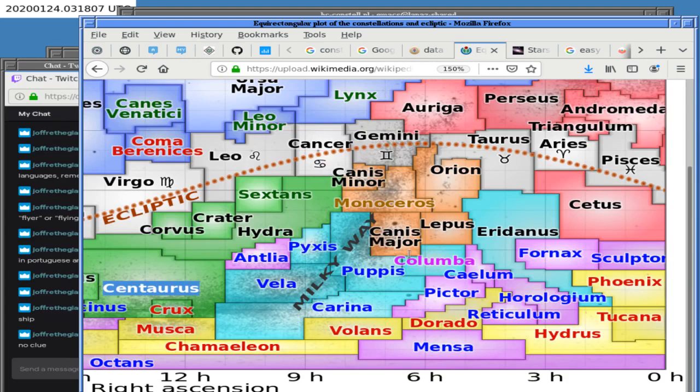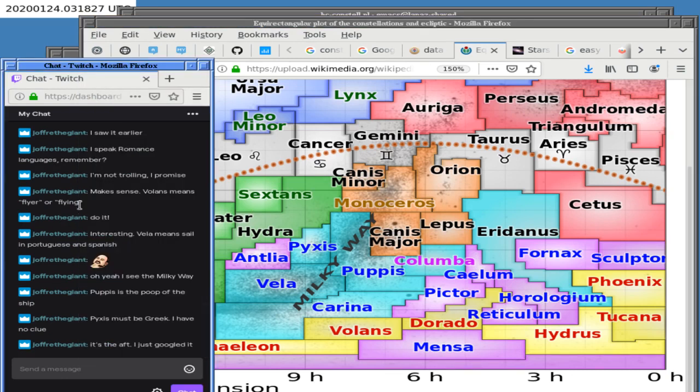And some of these have longer names before. Like Fornax is the furnace, but this actually was something else, and there's a whole history behind this. Monoceros is the unicorn, and it has literally no bright stars. Maybe that's a really subtle joke that unicorns don't exist, but it's just the aft.